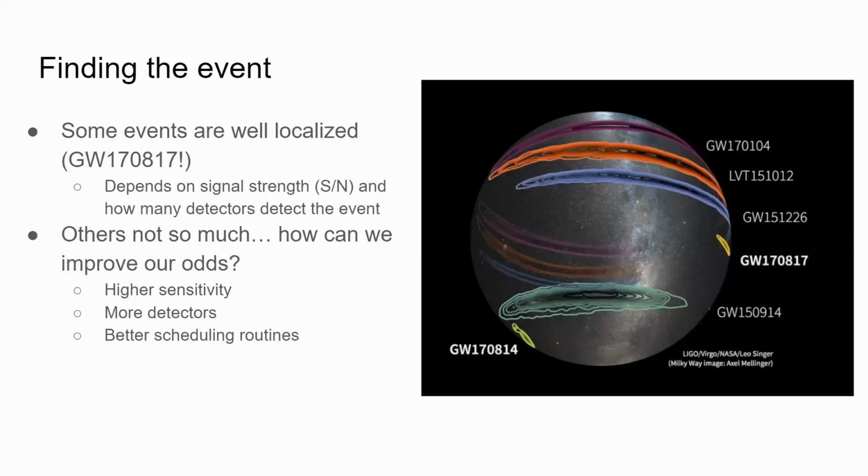And so now about finding the event. So here's an actual nice sky map of some gravitational wave events and how their different localizations on the sky look. Some events are well localized and we're able to find them, like GW170817. As you see, compared to a lot of these other ones, it was much more well localized. And how we're able to localize them depends on a variety of factors, mainly signal strength and how many detectors detect the event.